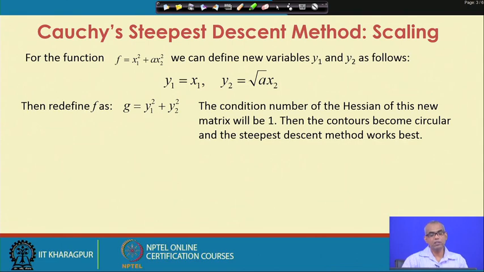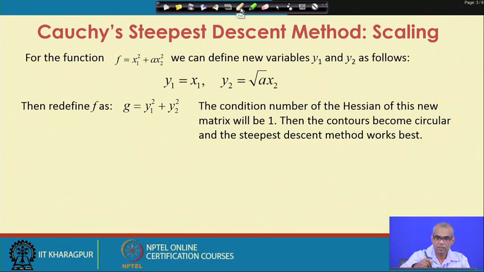So, now again consider the function x1 square plus a x2 square. Now if I perform appropriate scaling and if it is possible for me to redefine the function x1 square plus a x2 square as y1 square plus y2 square in terms of new variables y1 and y2, then the contours of this new function will be circular and steepest descent method will work very well. So, it is possible to do it here.